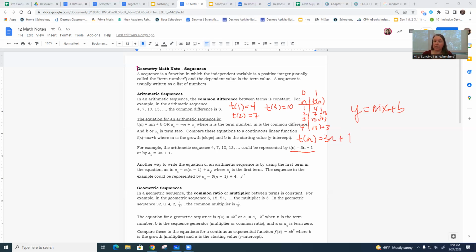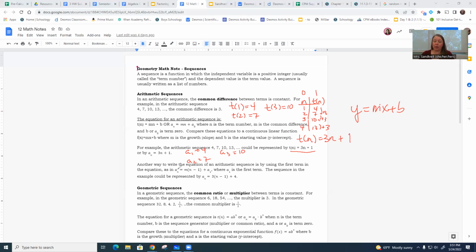Now, there's another way that we can write that sequence, and it's called a sub n notation. Instead of saying T of n, sometimes you'll see a sub n equals 3n plus 1. It's just a different notation, and it means the same thing. We would say a sub 1 is 4, which means the first term is 4. A sub 2 is 7. A sub 3 is 10. That just means the term number. Just like I said, a different way to write it.